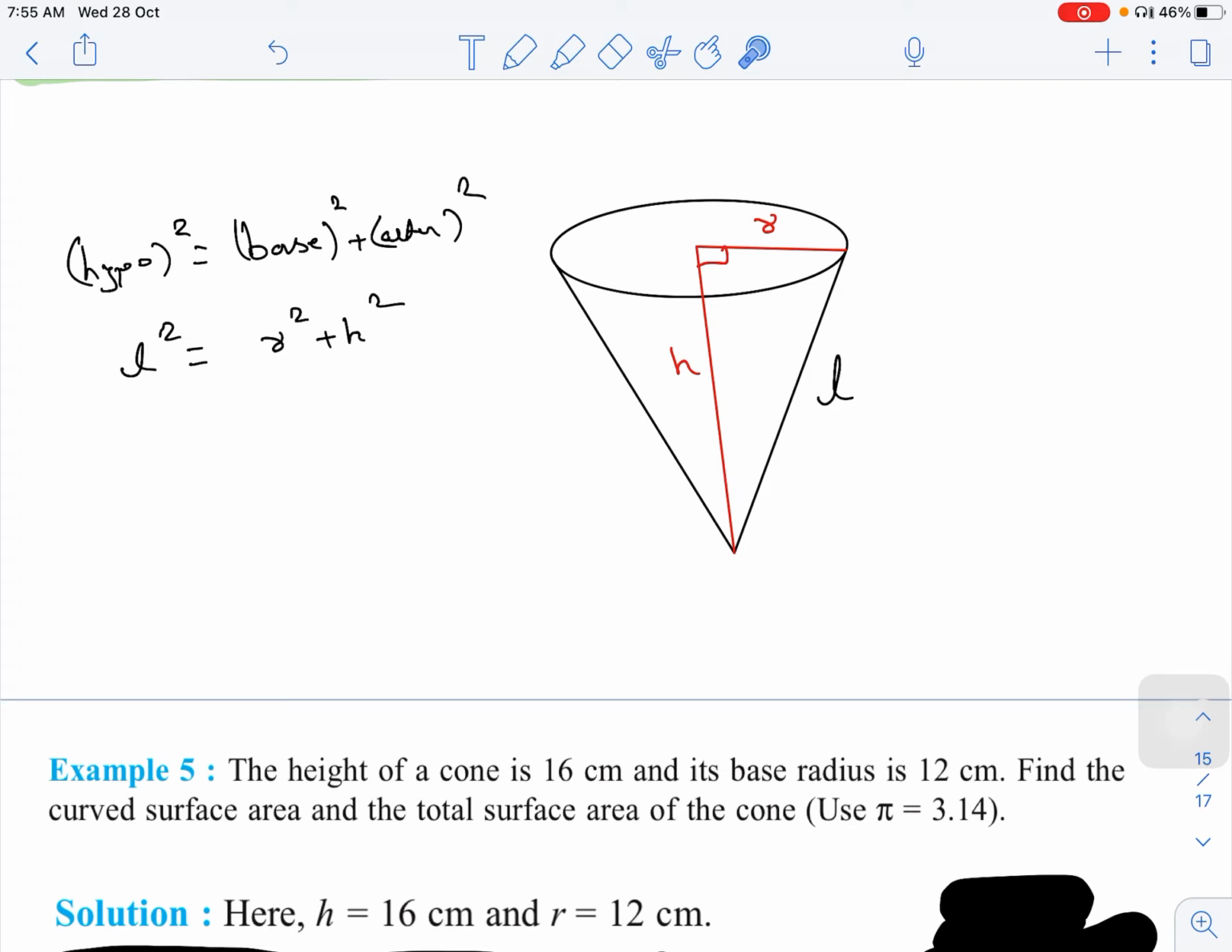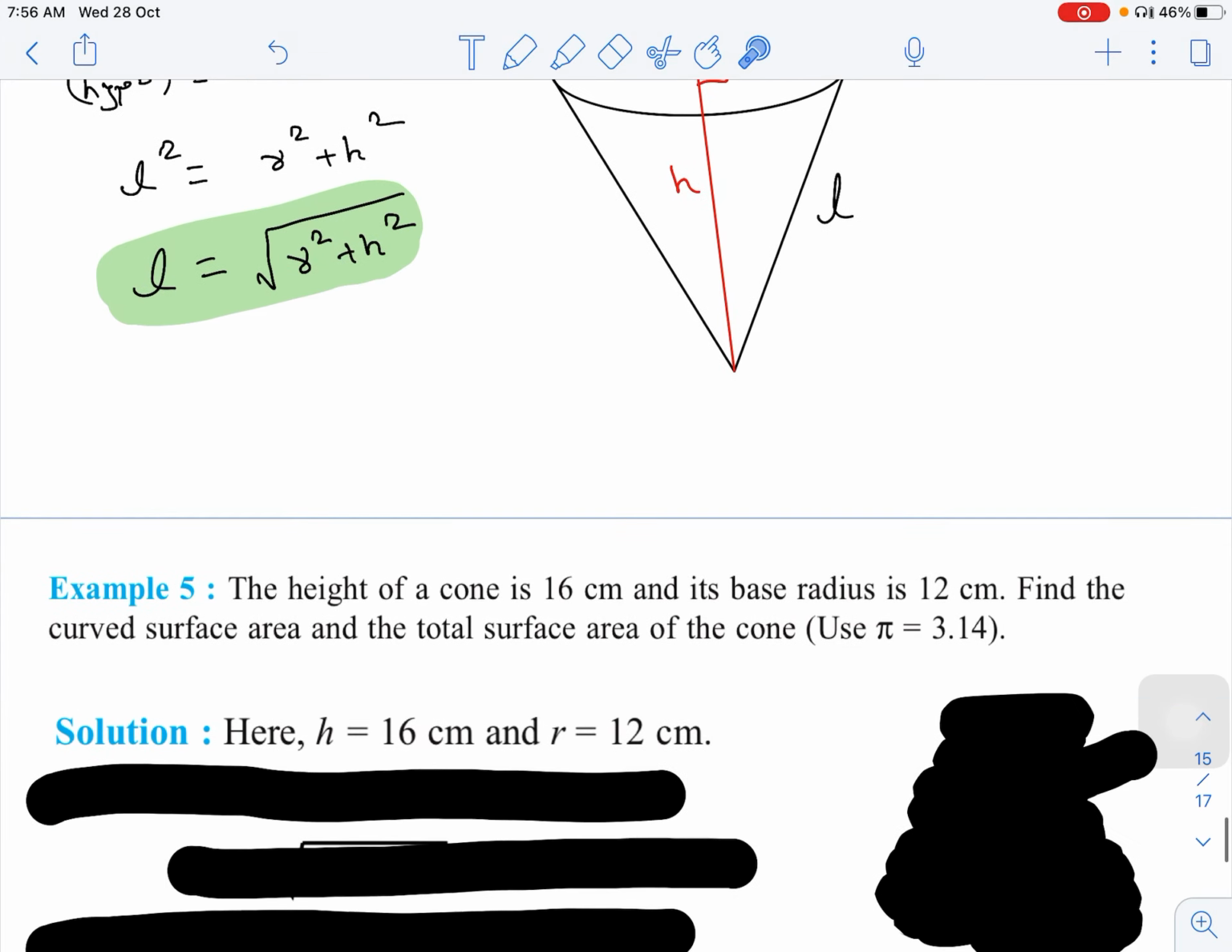Now we don't want L square. Suppose if you want to find only L, then we have to take the square root of both sides. So in the next step you will get L equals the square root of R square plus H square. Now this is also a formula we have derived. Suppose out of these three values we have only two values, then how to get the third value? By this rule. Okay, so now let us solve this example further.